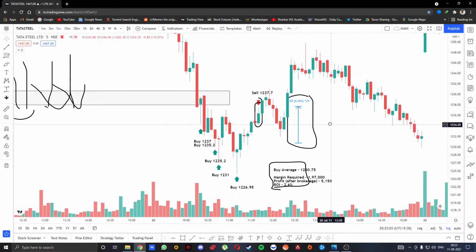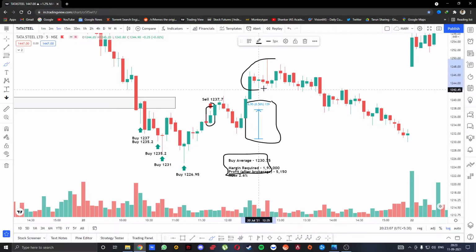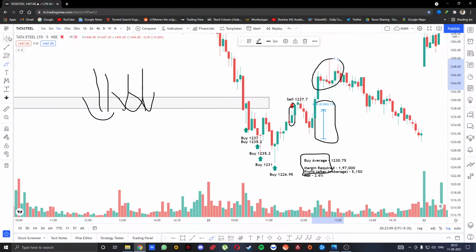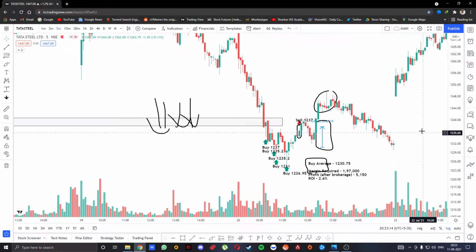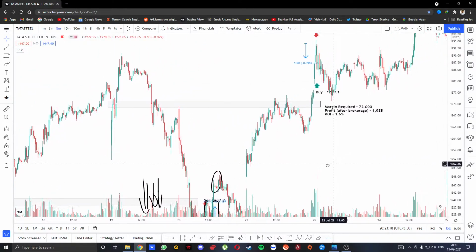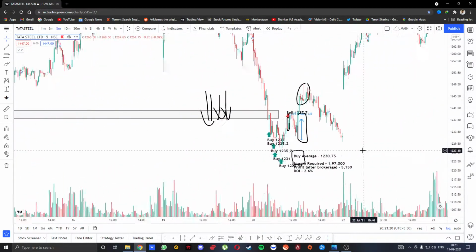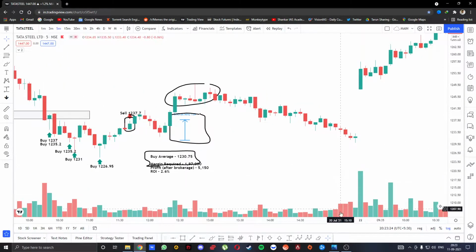And we can say that, in hindsight, we should have sold here. But as you know, in the live market, everything is really different and we don't know what happens. And if you see after that, the stock just continued higher and higher. But we do not know that in live trading. So this was the trade.